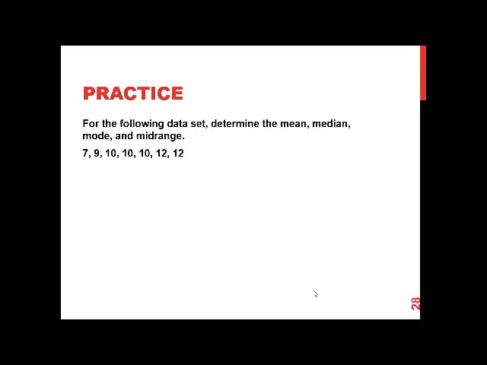So let's practice. For the following data set, determine the mean, median, and mode, and the mid-range. So the mean, we're going to add up all of these data items. 7 plus 9 is 16, 26, 36, 46, 58, 70. So the sum is 70. And we've got 1, 2, 3, 4, 5, 6, 7. So 70 over 7 is 10. So the mean, the X bar, is 10.